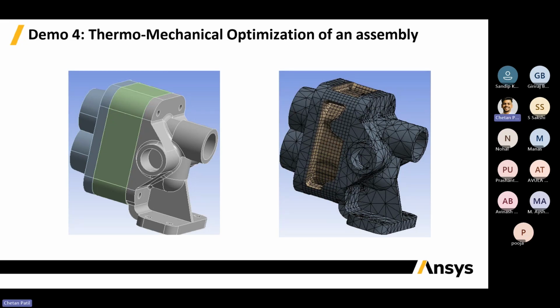Then there is an optimization process where we combine the thermal and the mechanical conditions together. This is the particular objective of this webinar, that is, thermomechanical optimization of this assembly model. This is an assembly model where we have multiple parts, from which we are only focusing on the center part of the geometry. When we go for the demonstration, we'll discuss these things in detail.